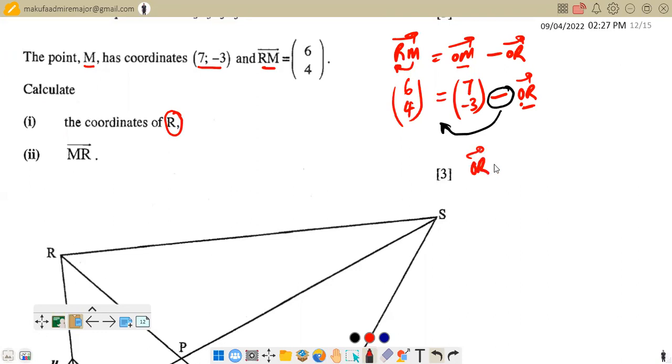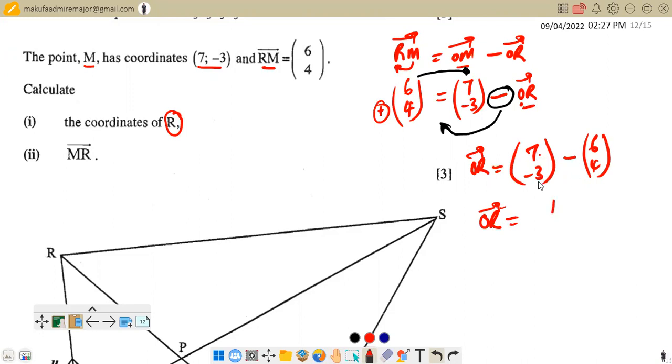So OR is equal to (7, -3). Then we transpose this (6, 4) to the right-hand side, so that this one will be a negative because it was a positive. So it will be (-6, -4), like that. All right, so this is your vector OR that you're going to have. You subtract corresponding elements. It's 7 minus 6, which is 1. This one is -3, -4.